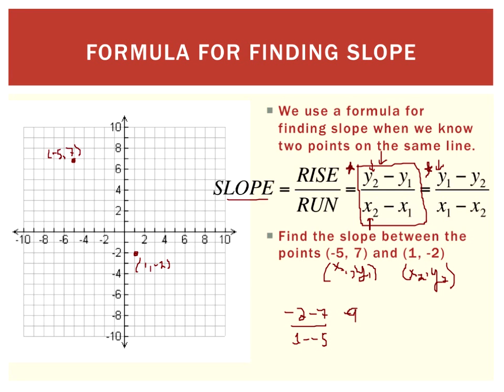-2 minus 7 is a -9. And 1 minus -5 means I'll be adding, which is 6. So a -9 divided by 6 does reduce to a -3/2. Okay? And so I have plotted the 2 points, -5, 7, and 1, -2. And I just kind of want to talk about then the idea of a negative slope.